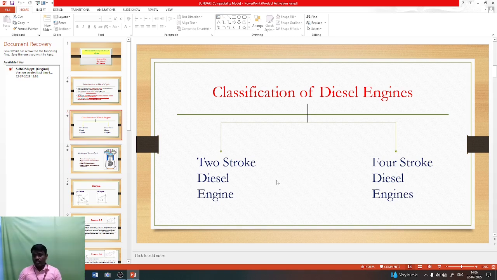In the four-stroke diesel engine, the complete process needs four movements of the piston, which means two revolutions of the crankshaft. That is the main difference between two-stroke and four-stroke diesel engines.